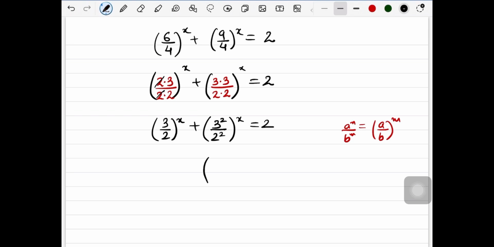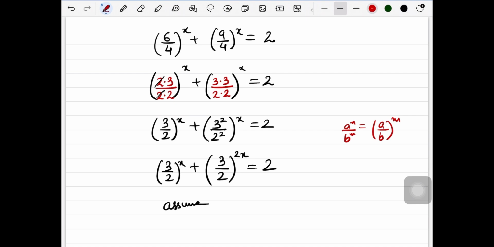So how can I write this? This will be 3 by 2 and this will become square, and x is already there, so this will be 2 times x, and this is 3 by 2 to the power 2x. So somewhere I have simplified the given equation. Now the bases of the exponent terms are the same, but we are still not in a condition to find x right now.